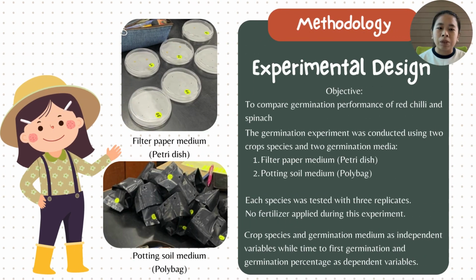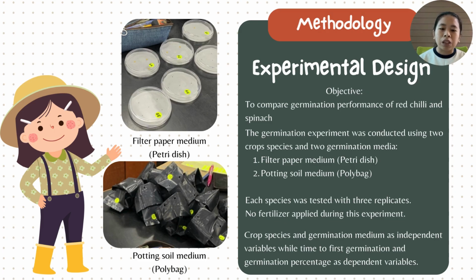So the next is about the methodology. I will talk about the experiment design. First, the objective is to compare the germination performance of the red chili and the spinach. The germination experiment was conducted using two crop species and two germination media. The first is the filter paper medium, using a petri dish, and the second is the potting soil medium, using a polybag. Each species was tested with three replicates.